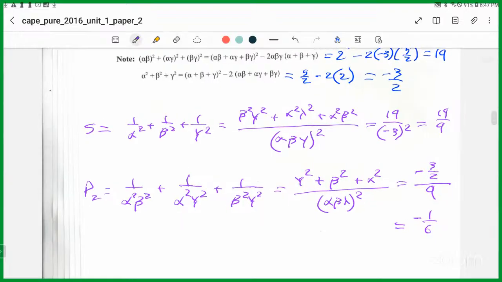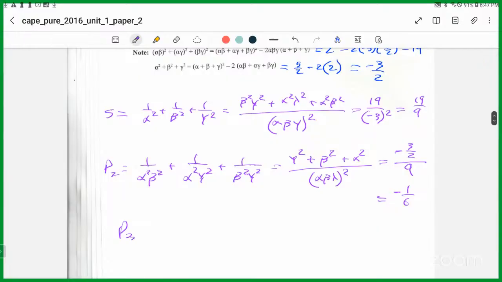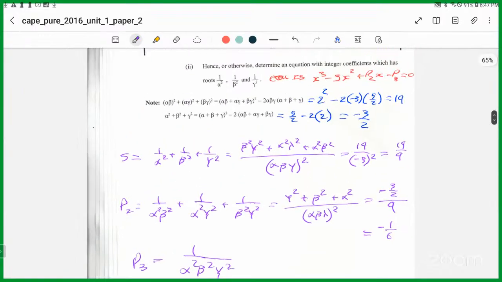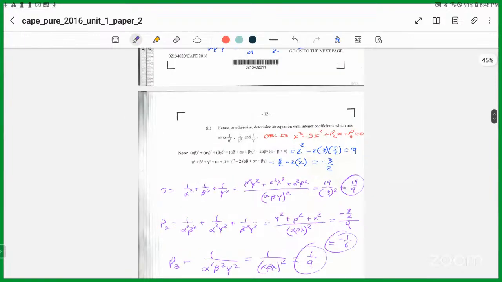And then we need P3 now. P3 is the product of these 3 roots. So P3 becomes 1 over alpha squared beta squared lambda squared, multiplying these 3 things. So it becomes 1 over alpha beta lambda all squared. So this again is 9, so it becomes 1 over 9. Alright, so put in these 3 things now up in here, this one goes in here, this one goes in there, and that one goes in there, the form of our equation.